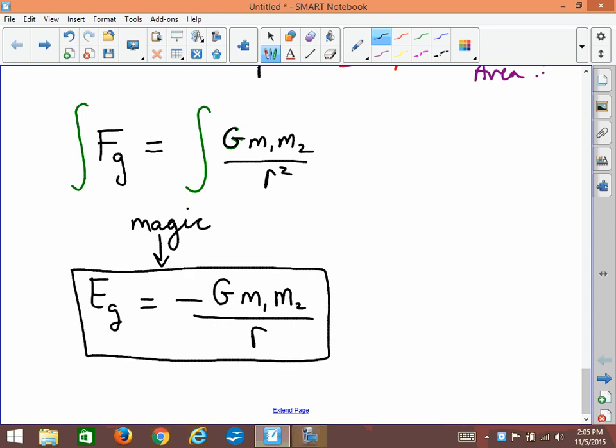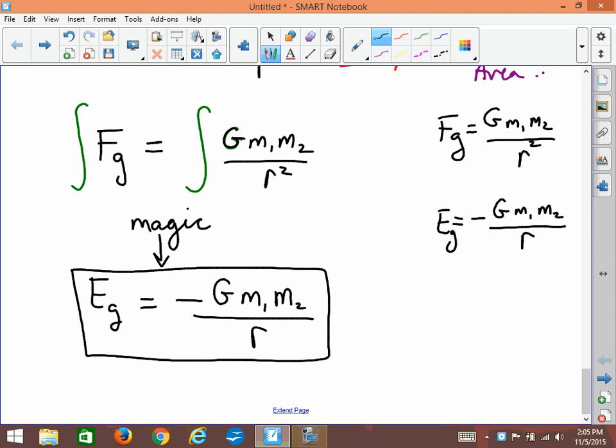Now, here's what makes students nervous. It makes me nervous as a teacher. There's two formulas now that you have. You have the force of gravity between two objects, which looks like this, R squared. And you have the energy between two objects due to gravity, which looks like this. And the R is not squared. Very easy to confuse the two, to make a mistake and put a square where you shouldn't. So you have to be very vigilant.